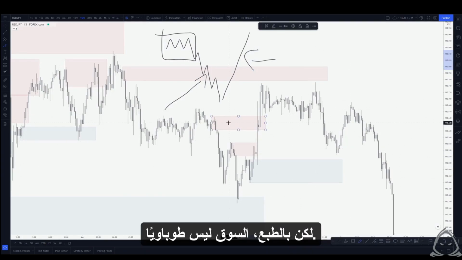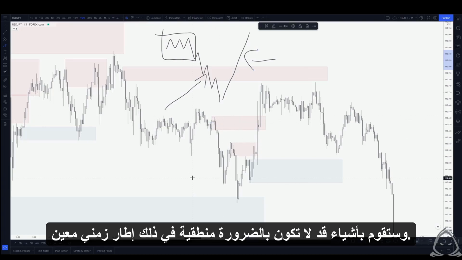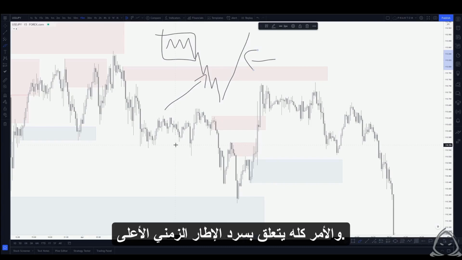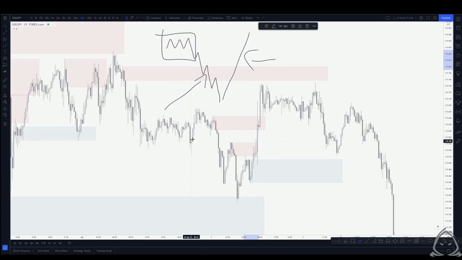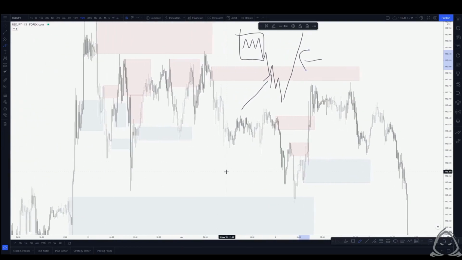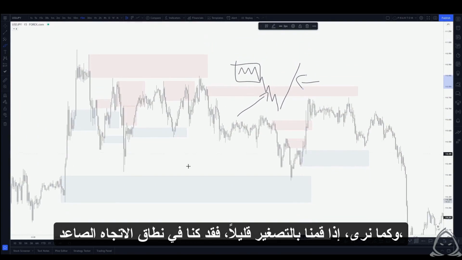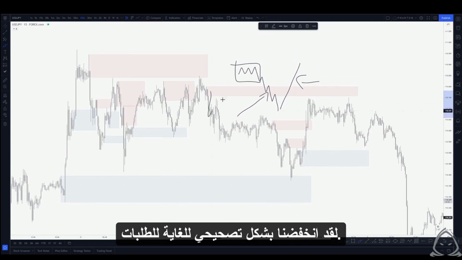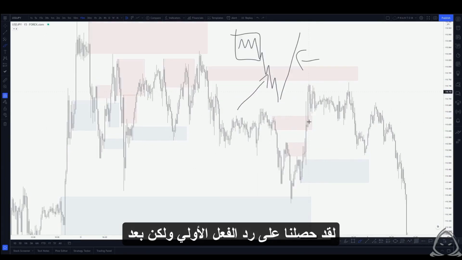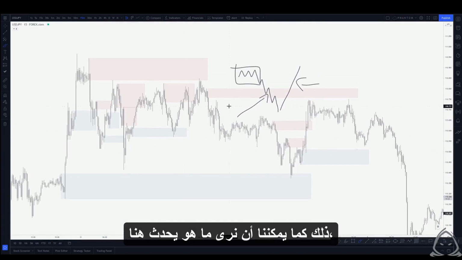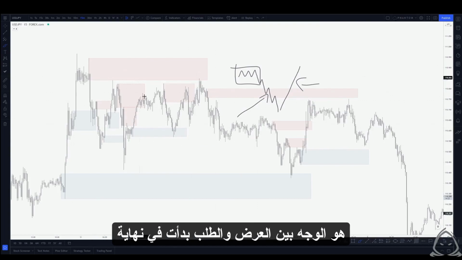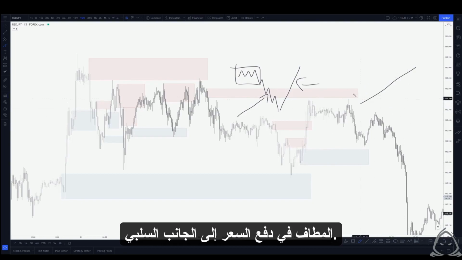But of course, the market isn't utopian, and it will do things that might not necessarily make sense on that particular time frame. And it's all about the higher time frame narrative as to what's happening. And as we can see, if we just zoom out a little bit, we were in a bull trend. We came down very corrective to a demand zone. We did get that initial reaction. But then as we can see what's happening in here, the flip between supply and demand is what's ultimately starting to push price to the downside.